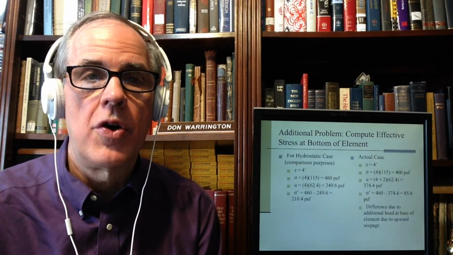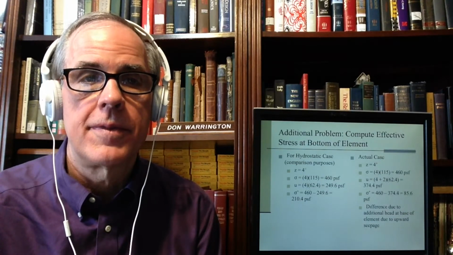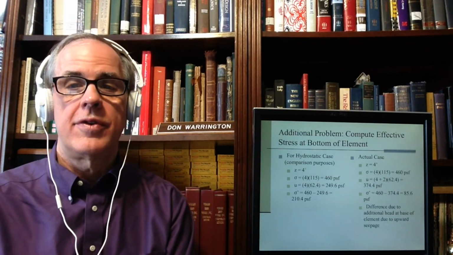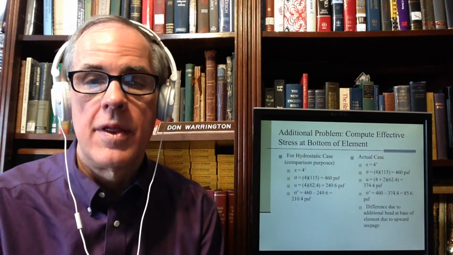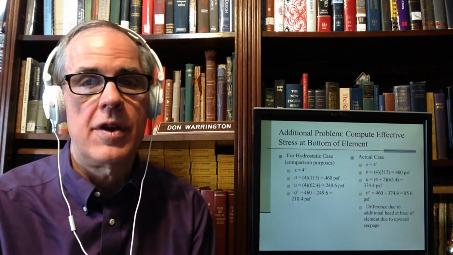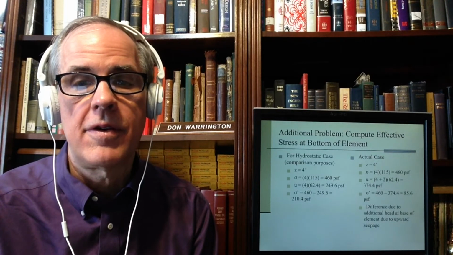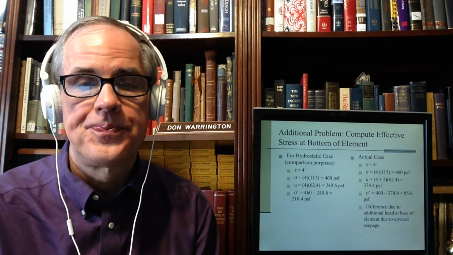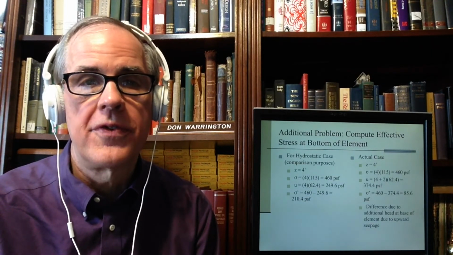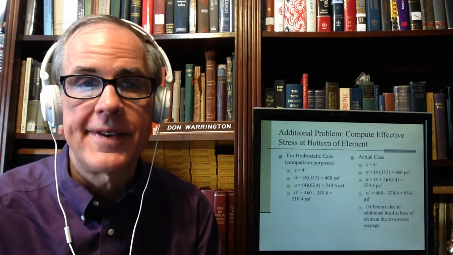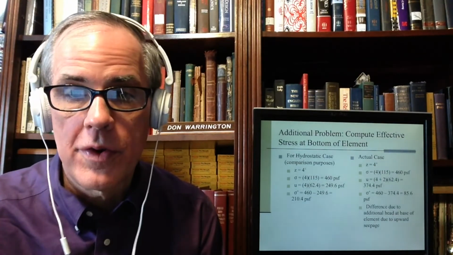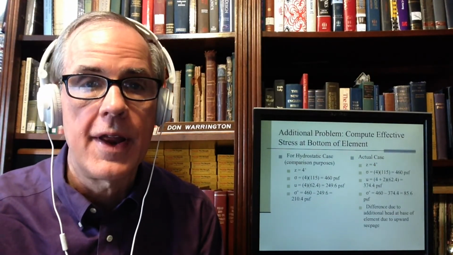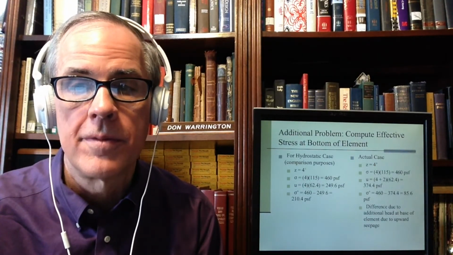The upward flow reduces the effective stress. And this is another illustration of that. If I had a hydrostatic case, in other words, the water wasn't moving, the water table's at the surface, the effective stress is easy to compute. Total stress is 4 feet times 115 is 460. Then U is 4 feet times 62.4 is 249.6. If I had this hydrostatic condition, the effective stress would be 210.4.